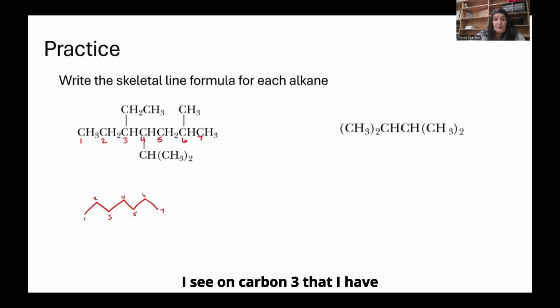I see on carbon 3 that I have 2 carbons coming off of it. So on carbon 3, I have 1, 2. So these are 2 additional carbons coming off of it. This carbon right here, the branching carbon, does not count because this branching carbon is carbon 3. On carbon 4, I have a CH and two CH3s coming off this. So these are my CH3s, and my CH is in the middle. On carbon 6, I have one CH3 coming off.